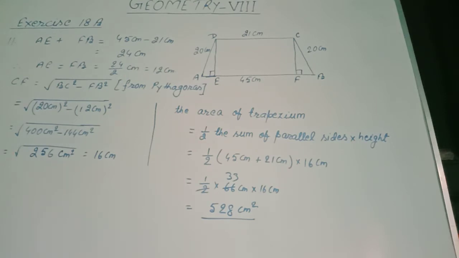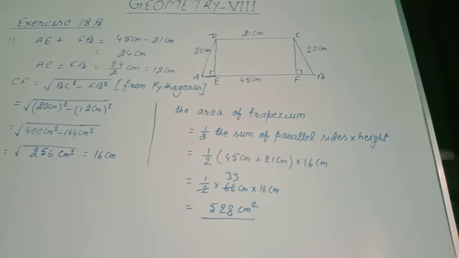CF equal to root of BC square minus FB square, that is from Pythagoras theorem, equal to root over 20 centimeter whole square minus 12 centimeter whole square, root over 400 centimeter square minus 144 centimeter square. This calculation came equal to 16 centimeter.